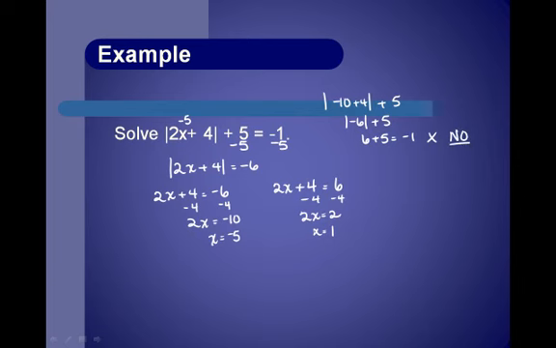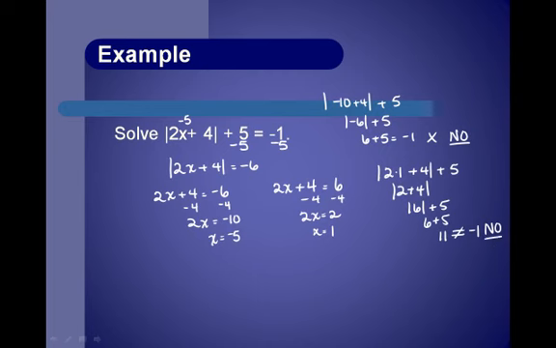If we did it for 1, we would get the absolute value of 2 times 1 plus 4 plus 5. Well, that would give us 2 plus 4 inside the bars. So we'd get the absolute value of 6 plus 5. Same thing, we get 6 plus 5, which is 11, which is not equal to negative 1.